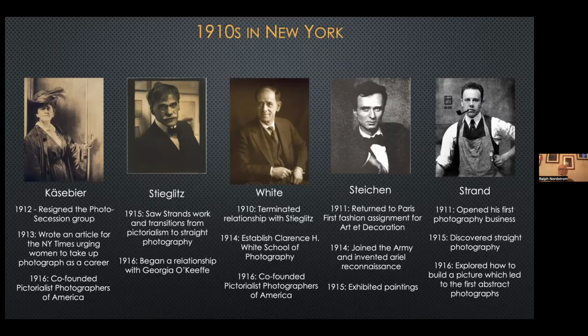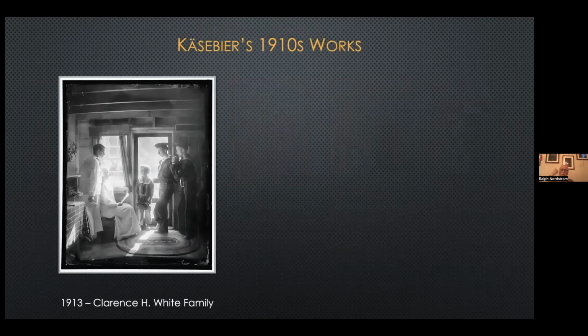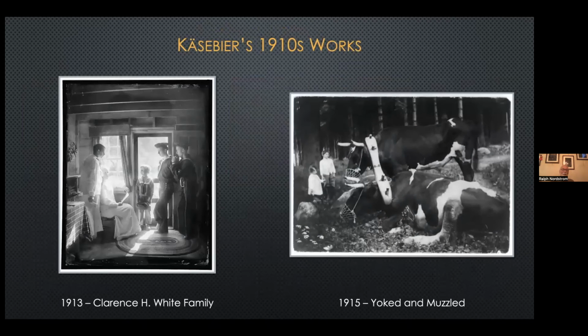Strand, he opens his business. He starts photographing the less developed, shall we say, areas of New York. He also created abstract photography. Here's Käsebier, a friendly photograph of a good friend, White, Clarence White.